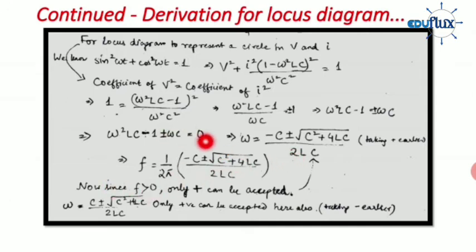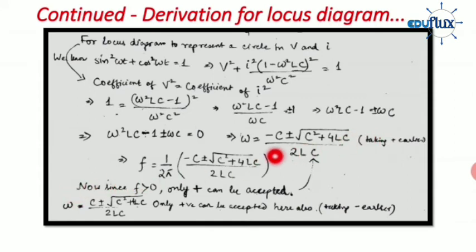Now if in this equation the negative value is used, so omega square LC minus 1 minus omega c equal to 0, and solving the quadratic by the quadratic formula, omega comes out to be c plus minus under root c square plus 4lc by 2lc, and f is nothing but omega by 2 pi. So in this case also the negative sign cannot be taken, simply because frequency can't be negative. So by taking the positive sign, another value of omega or f is obtained.